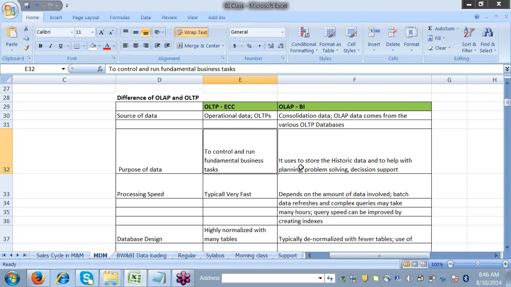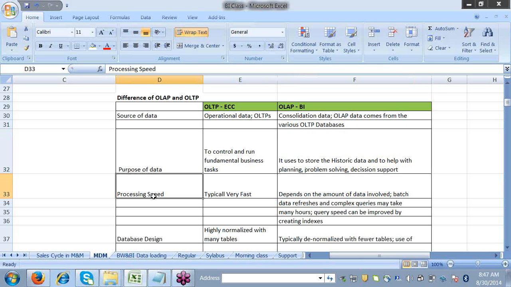But here, the transactions will not be happening. Whatever data is created in the ECC system is going to be extracted into the BA system, and based on that, we'll be creating multiple kinds of reports in the BA system. BA is really meant to store the historical data, and based on the historical data, we'll be creating a number of reports on that data itself.